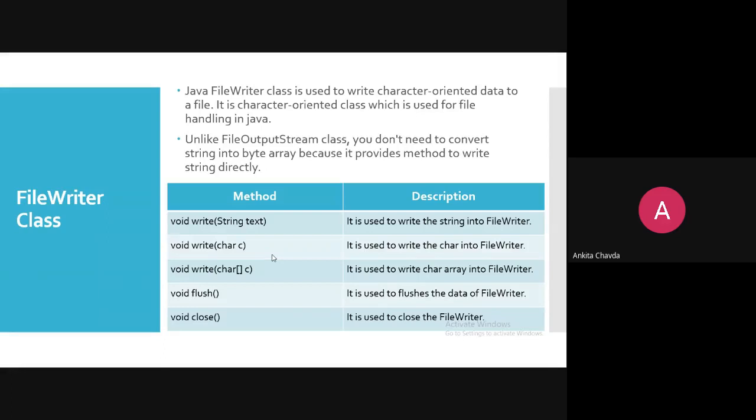So this is the character oriented class. Unlike the file output stream class, you don't need to first convert your string into a byte array, because it provides a method to write a string directly. So you can write your string text here. If you wish to write a single character, you have a method for that, and if you write a character array, you also have a method, and then flush and close.